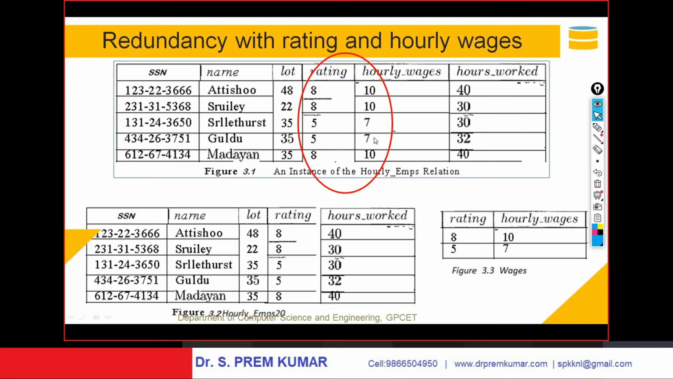In order to avoid this repetition of data, you better divide this table into two pieces. You can observe here, you are having SSN, social security number, name, LOT, rating and hours worked. ఇట్లా పెట్టాం. రేటింగ్ అండ్ అవర్లీ వేజెస్ సపరేట్ చేశాం. ఇక్కడ చూడండి, వెన్‌ఎవర్ దేర్ ఈజ్ 8, ద అవర్లీ వేజెస్ ఆర్ $10, రేటింగ్ ఈజ్ 5, అవర్లీ వేజెస్ ఈజ్ $7 అని పెట్టాం. ఐ ఫ్రాగ్మెంటెడ్ దిస్ టేబుల్ ఇంటూ 2 స్మాలర్ యూనిట్స్. ఈ టేబుల్ని చిన్న స్మాలర్ యూనిట్స్‌గా చేశాను.